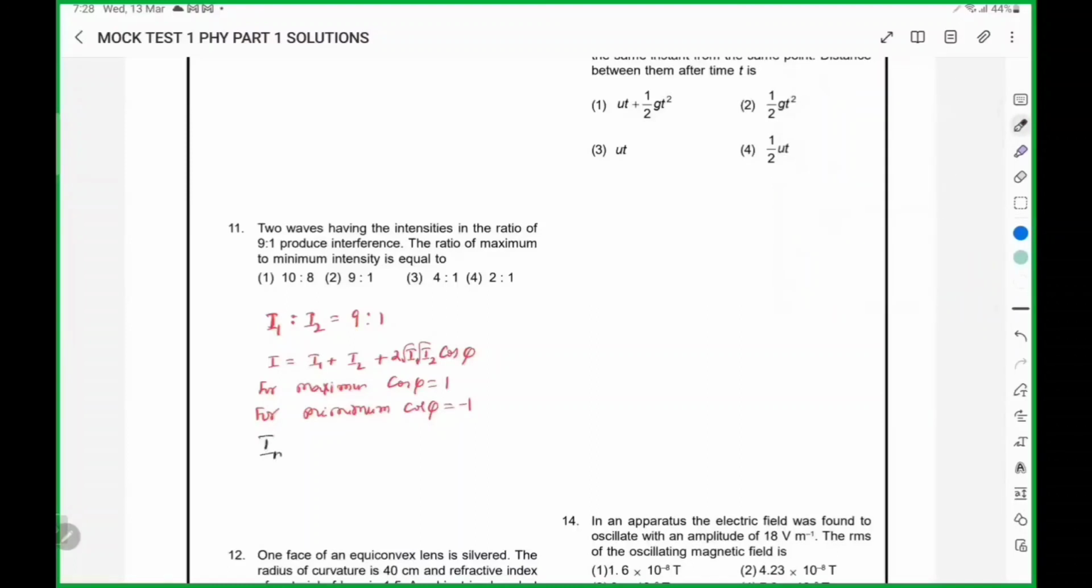So I maximum will be root I1 plus root I2 whole square. I minimum will be root I1 minus root I2 whole square. So I maximum by I minimum, root I1 is root 9 plus 1 whole square, root 9 minus 1, that is 16 by 4.